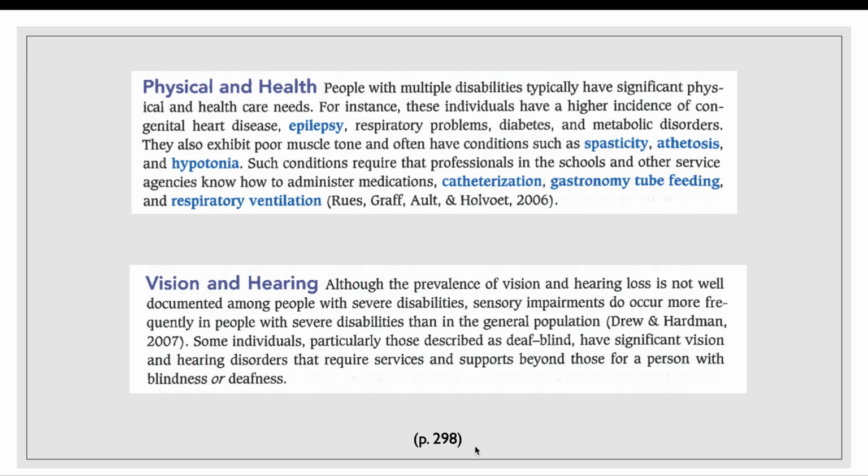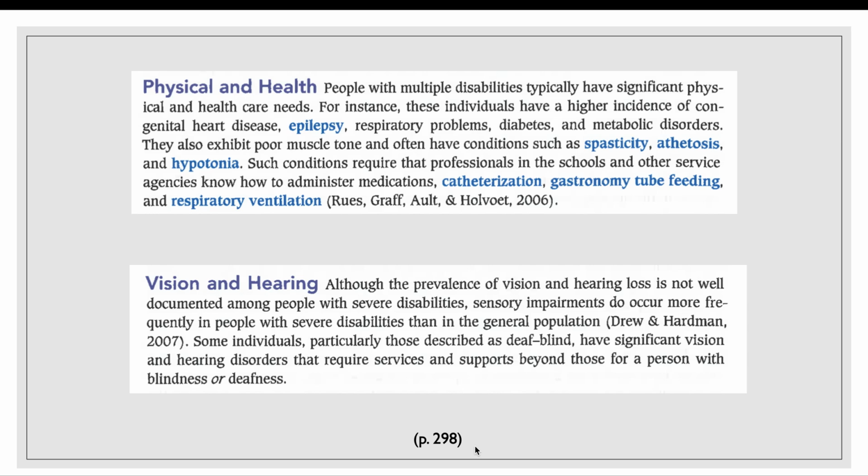You may also encounter students with vision and hearing impairments. The prevalence of vision and hearing loss is not well documented among people with severe disabilities. The sensory impairments do occur more frequently in people who have severe disabilities than in the general population, but keep in mind that it does occur and you do have those students in your classes.